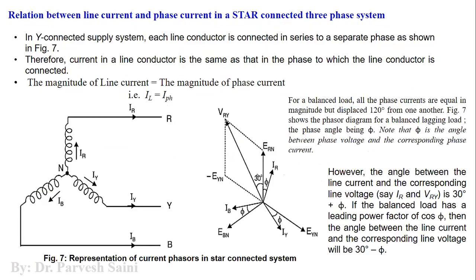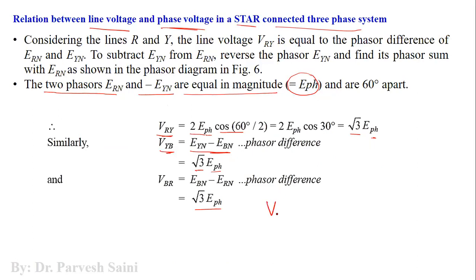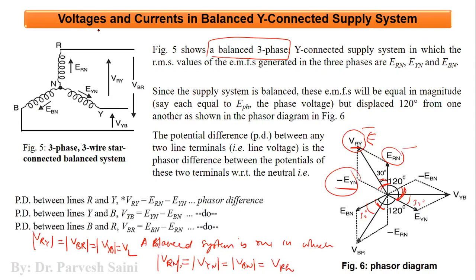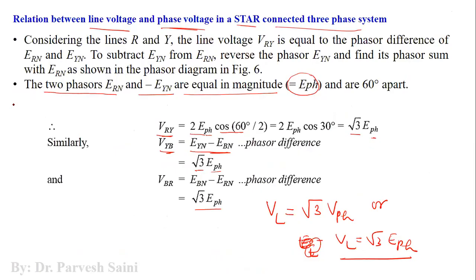So we can conclude here that the line voltage in a star connected system is equal to root 3 times the phase voltage, or line voltage EL is equal, not EL basically, because EL is not induced here. So VL is equal to root 3 EPH, right? Why are we using EPH here? Because this is the induced EMF. The phase voltage has been induced here. Here in these windings, phase voltages are induced in these three windings, right?